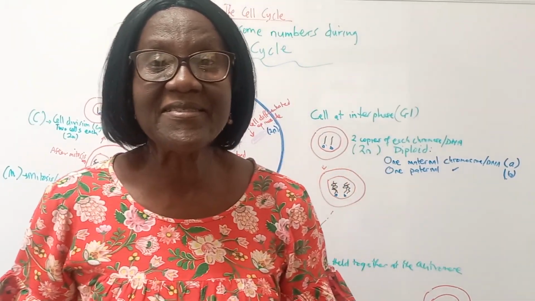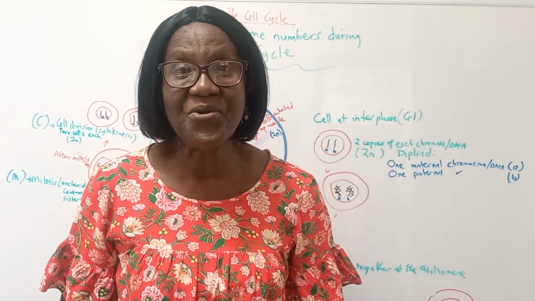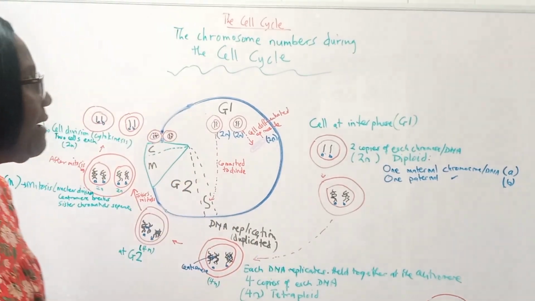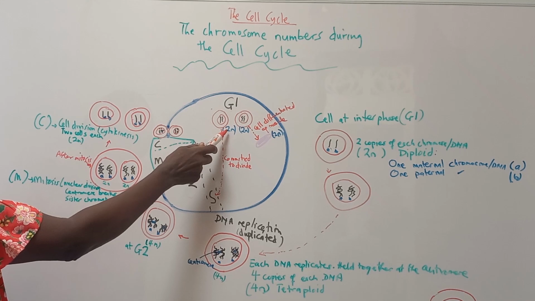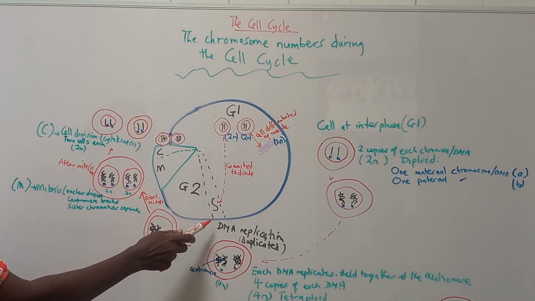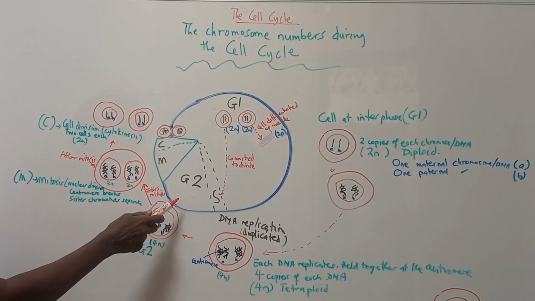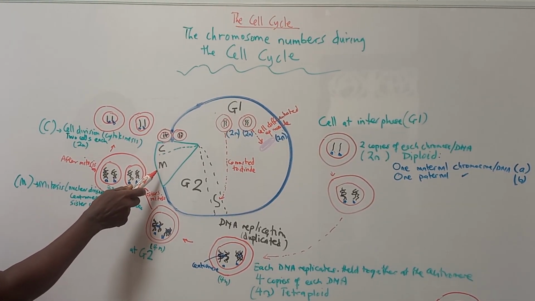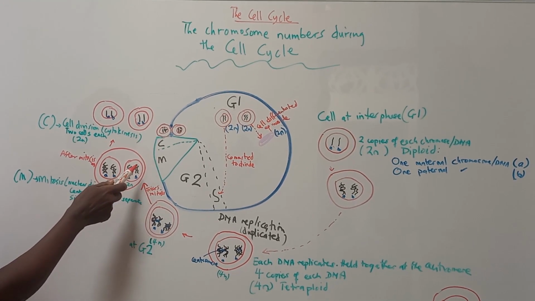In today's lesson, we are explaining the chromosome numbers during the cell cycle. The chromosome number at G1 is 2N diploid. The chromosome number at G2 is 4N tetraploid. The chromosome number at the beginning of mitosis is 4N. At the end of mitosis, it is 2N.